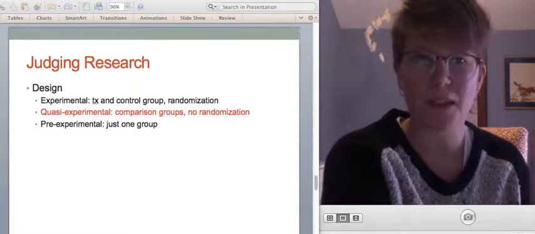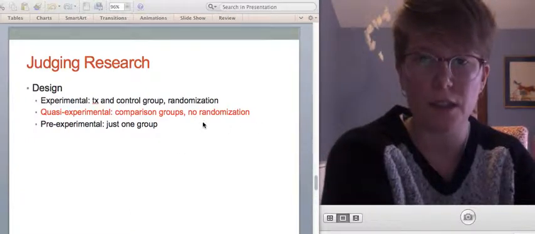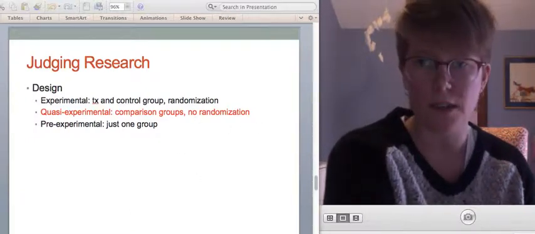So part two, picking up with quasi-experimental designs. I say here no randomization, and what I mean there is that that's not a requirement of the design.